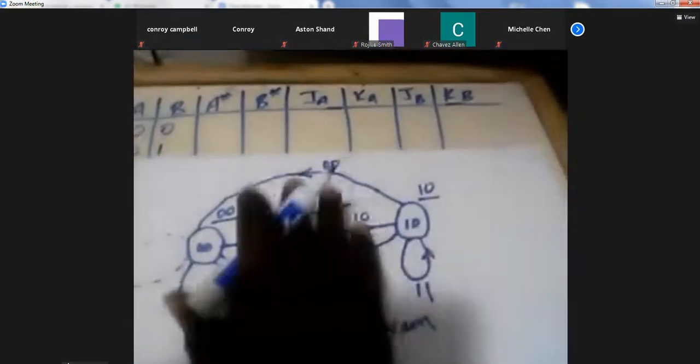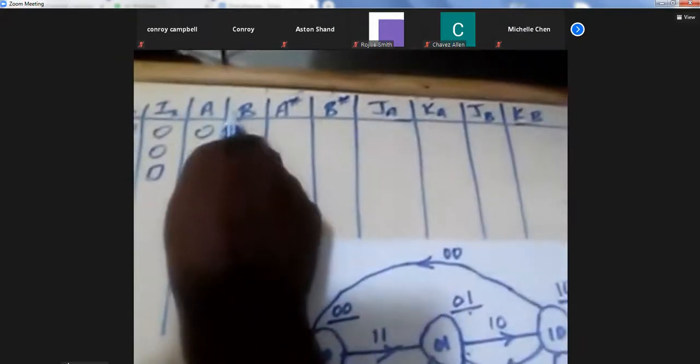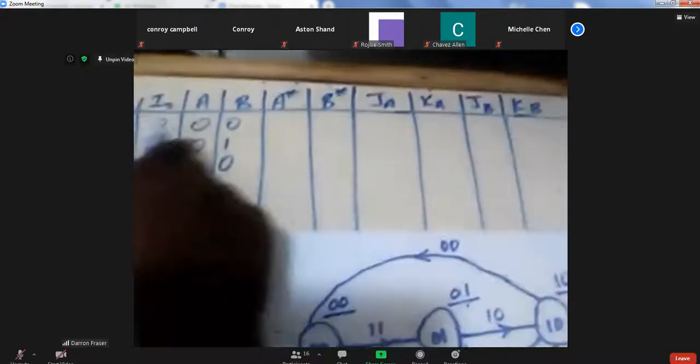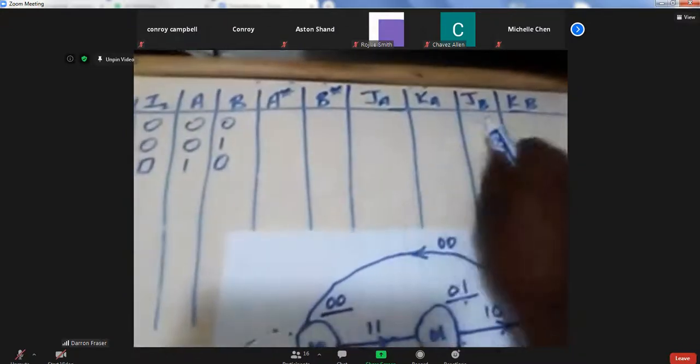So from this, we're going to draw back the same table. I1 and I2 would be my input. The A and B would be for the motor: the present value of the motor, and where the motor would be going next depending on the input. And then we'd have the J and K flip-flops. So we're in the process of making up the table.